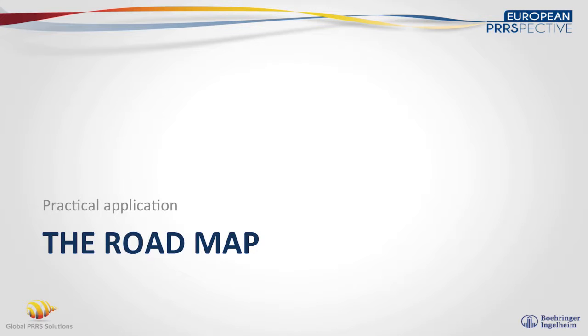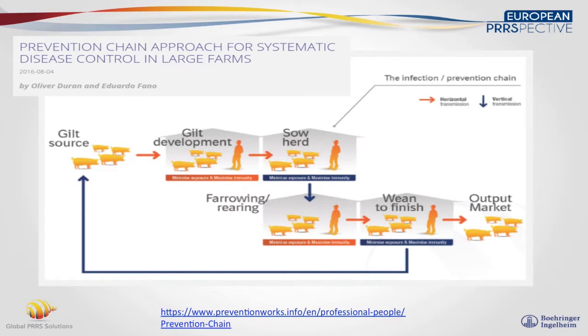So now we come down to the practical application with the roadmap. With the roadmap, I think starting with this prevention chain, or infection chain as we like to call it, gives us an idea of where to begin. In this case, we've got our gilt source coming in, we have gilt development, our breeding herd, and at this point in time, our breeding herd has potential vertical transmission of PRRS virus into our farrowing piglets.